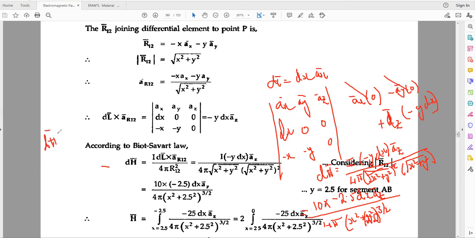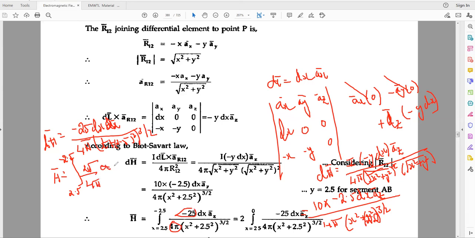That is dH bar is equal to, we got as minus 25 dx ax bar, since it is 2.5 means 1 by 10, the 10 gets cancelled. And the denominator 4 pi into x square plus 2.5 whole square whole power 3 by 2. I can remove this differential, H bar is equal to apply the integral, and that integral with respect to the x values, means x is taken from minus 2.5 to 2.5. Remaining all the functions is a constant, minus 25 and the 4 pi is a constant. Write this as 25 by 4 pi.